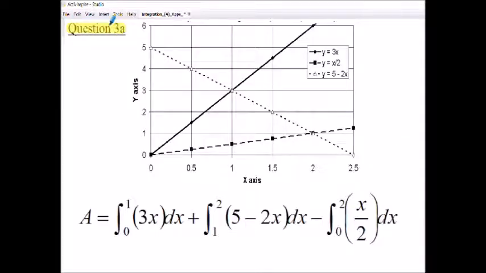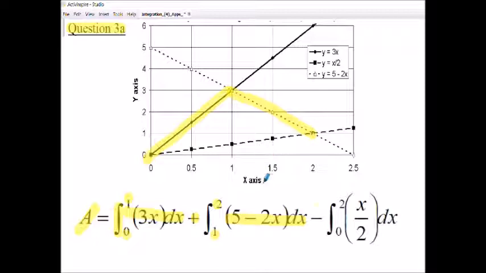Question 3a continued. So we need to set up an equation for the area that will find the area enclosed by these three lines. What I've done here is put together three separate integrals to determine the enclosed area. My first integral is of 3x integrated with respect to x between the limits of 0 and 1. In other words, I'm considering this line over this length, and I'm finding the area under that line. I'm then going to add to that the integral of 5 minus 2x with respect to x between the limits of 1 and 2. So now I'm looking at this line here between the limits of 1 and 2, and I'm finding the area under that line.